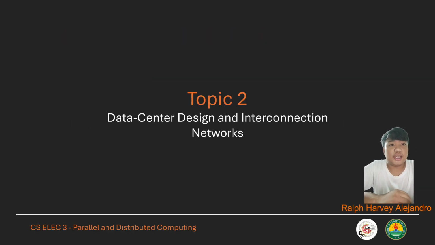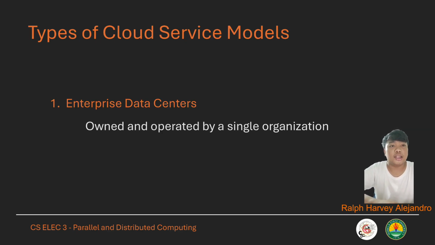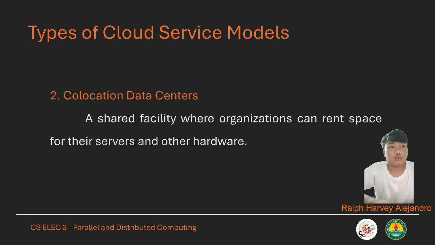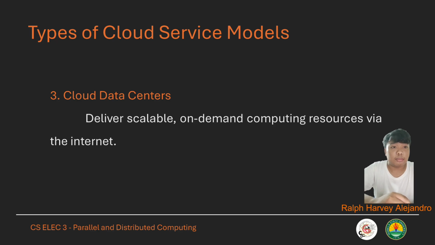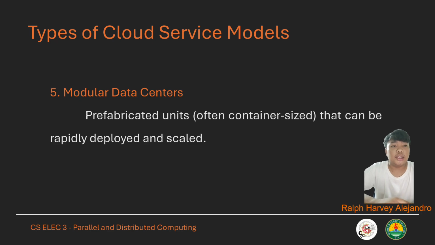Data center designs and interconnection networks. First, let's talk about data center design. It refers to the planning, architecture, and infrastructure setup of a facility used to house computer systems and associated components. Examples of data center design elements are servers, storage systems, network equipment, power supplies, cooling systems, physical security, and mechanisms. And these are the types of data center design. First is enterprise data centers. Second, colocation data centers. Third is cloud data centers. Fourth, hyperscale data centers. And the fifth is modular data centers.